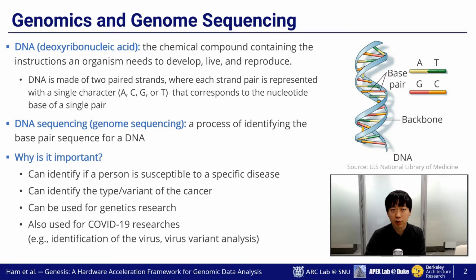DNA sequencing or genome sequencing is widely used for various purposes. A person's genome sequence can be analyzed to check if the person is particularly susceptible to a specific disease or to identify the exact type of cancer. For example, genome sequencing is often used to identify the exact variant of lung cancer, which enables the use of specific targeted therapy. Genome sequencing is used for COVID-19 research as well. Performing sequencing on the COVID-19 virus allows researchers to identify and reveal many variants of COVID-19 viruses.